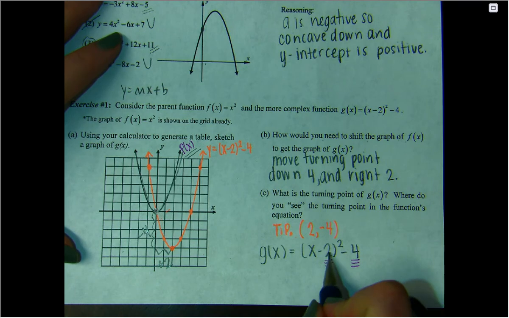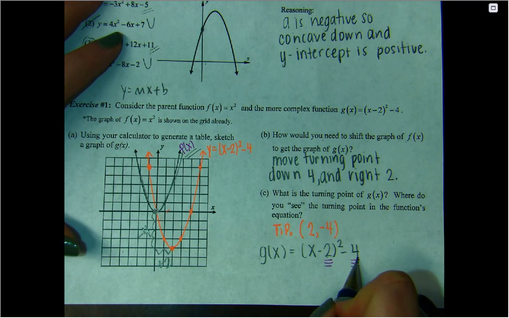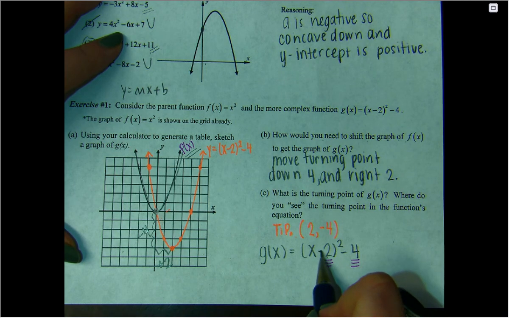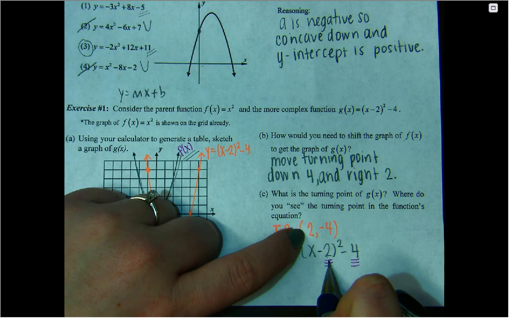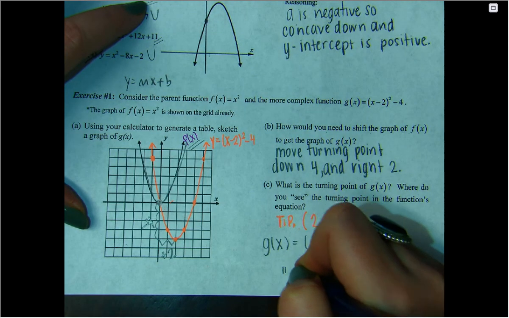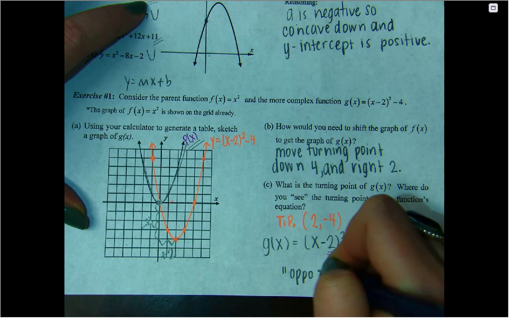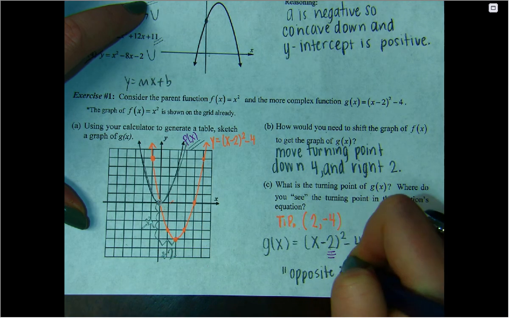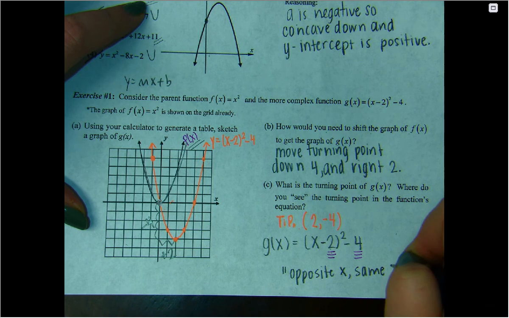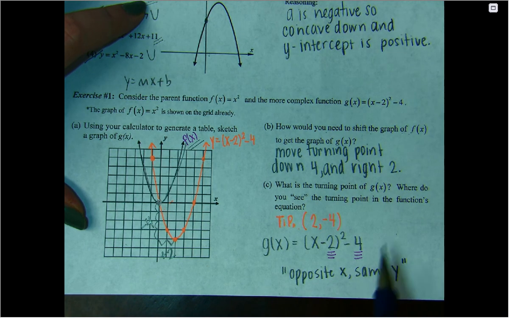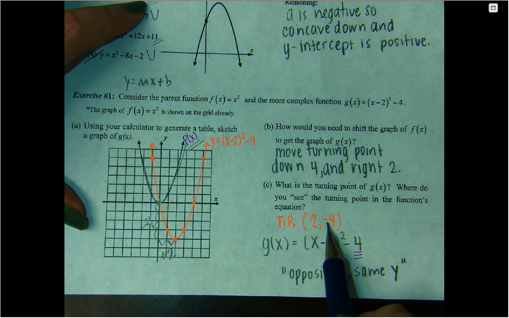We call this opposite x, same y, okay? Because notice if I look at this x value, it says -2, but this is a positive 2, okay? So we're going to say opposite x, same y, okay? Because if I look at this -4, it's the same as this -4, okay?